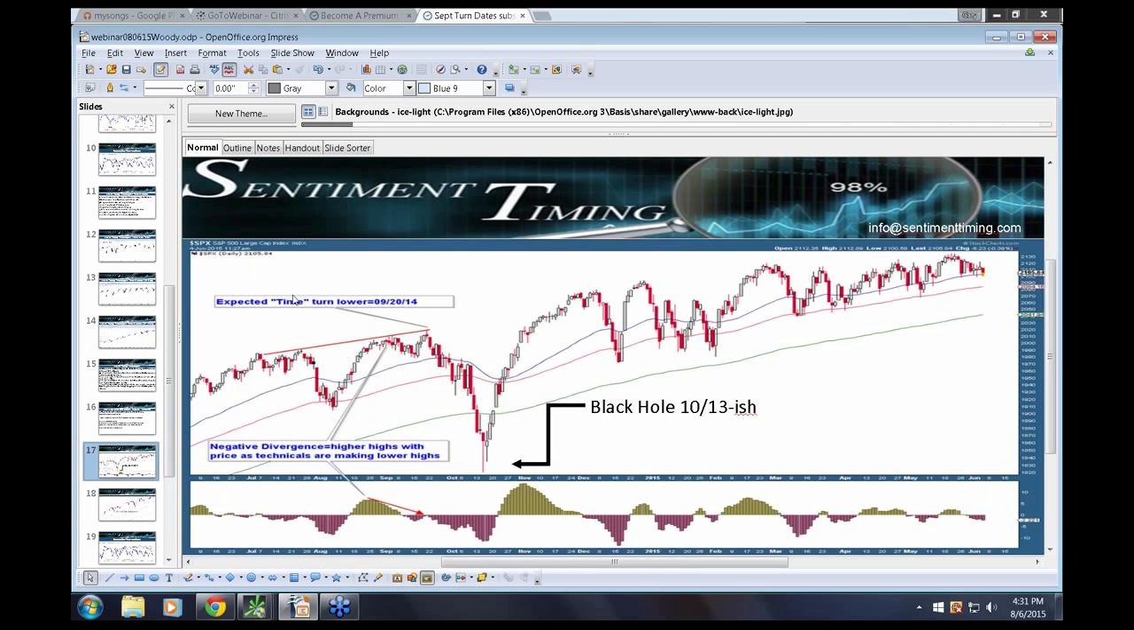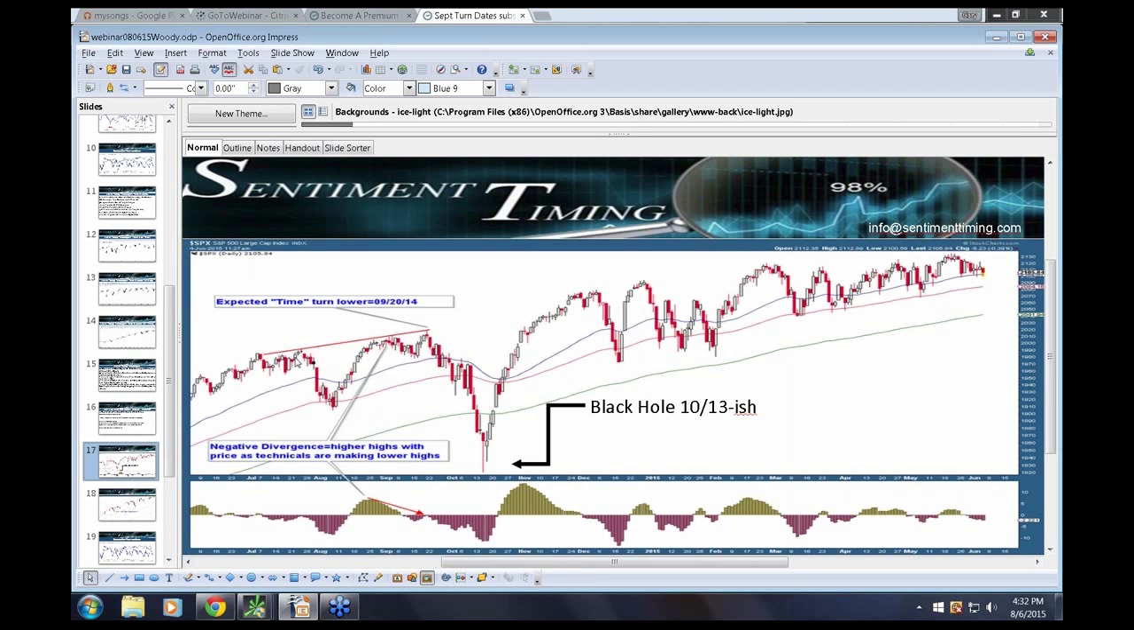So let me show you an example here, and this is the black hole that Woody was talking about. This was going into last September. He was originally looking for it in August, and then when it came to the September 9th newsletter, I believe, the dates that were put out were between September 18th and the 21st. So we knew going up into this bounce right here that we were looking for a turn down, and it was a black hole type move.